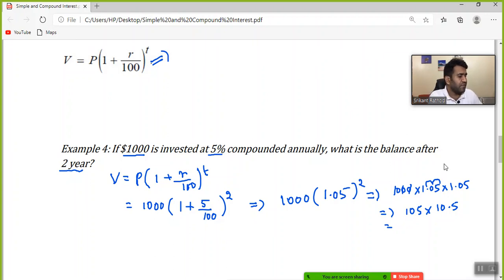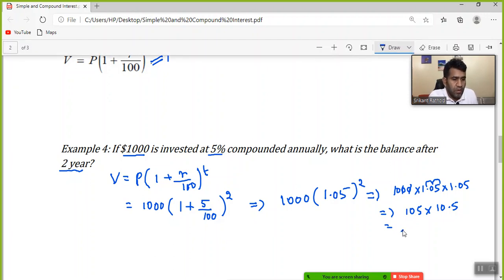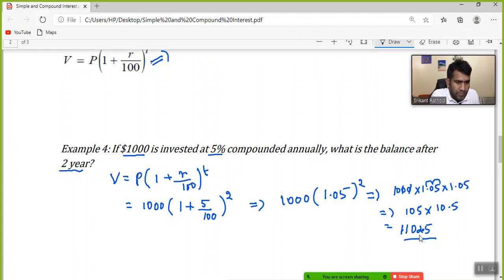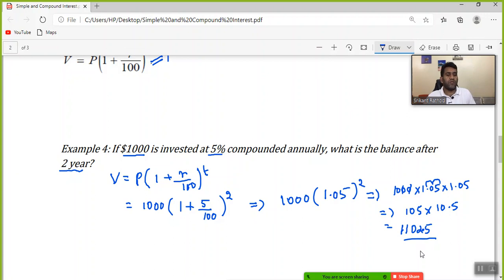105 times 10.5, after simplifying, the result is 11025, just a multiplication. So it's 1102.5, this is the value you're going to get. This is the value after the time period of 2 years. Sorry, this is 0.5, so 1102.5 is the one you're going to get.